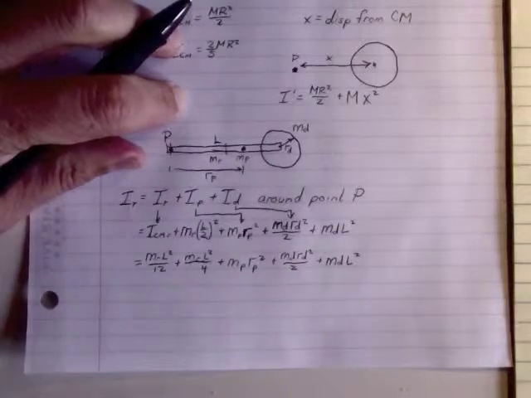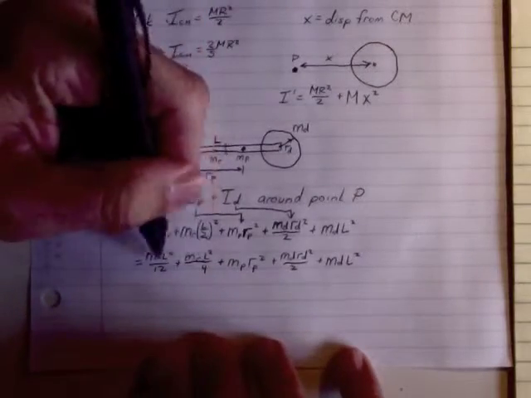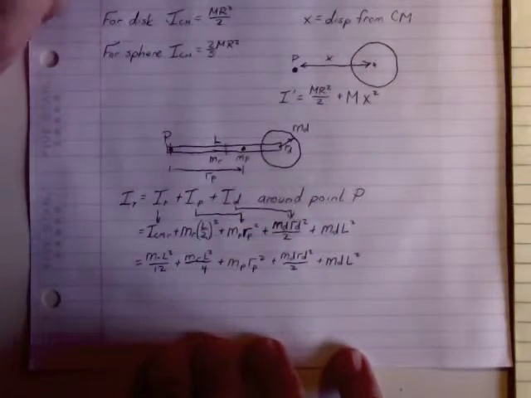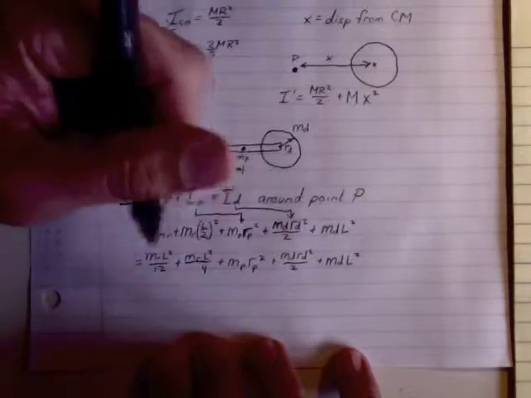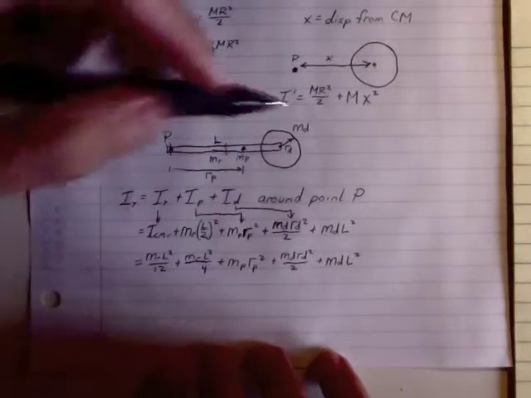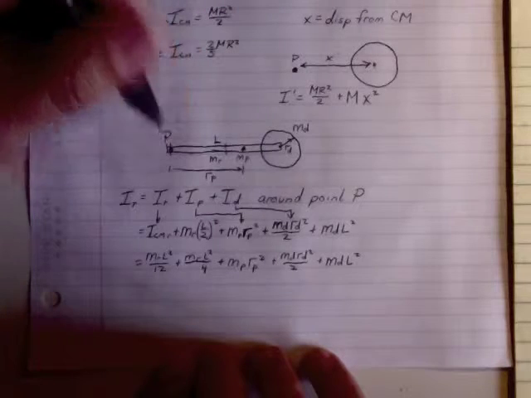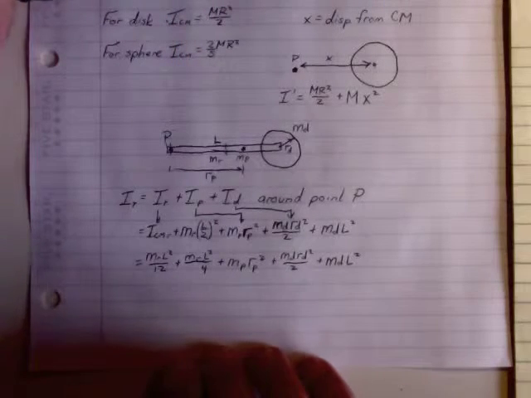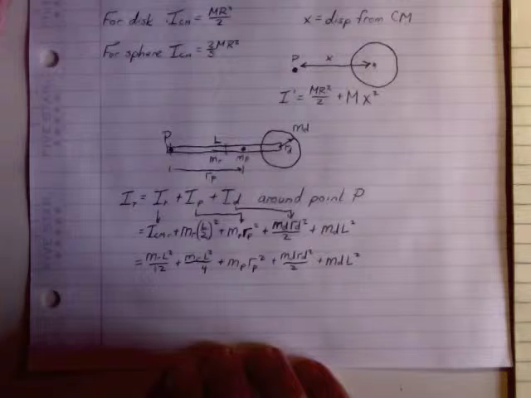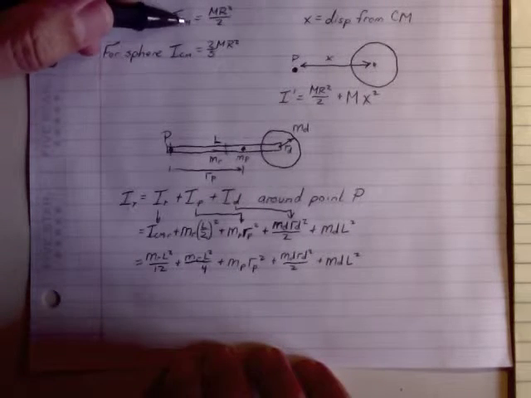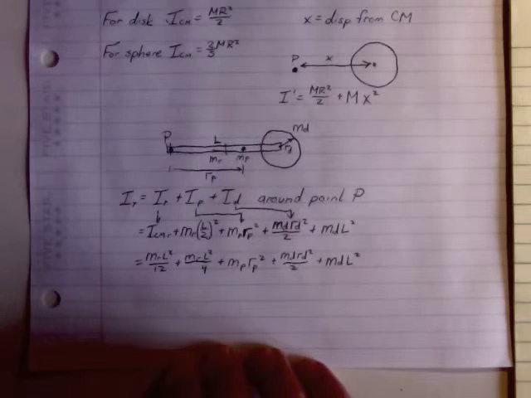Okay? And I'm not going to go through the math adding those together. You can combine some terms here, and you should be able to come up with an expression for the total rotational inertia about point P. Next time what we'll do is we're going to talk about rotational inertia. We're going to integrate to figure out how we get some of these different equations for the center of mass.